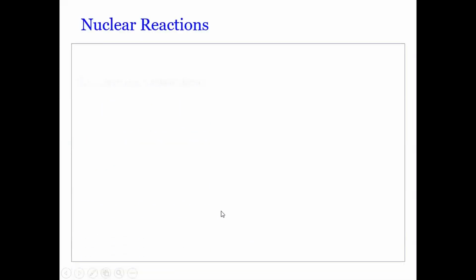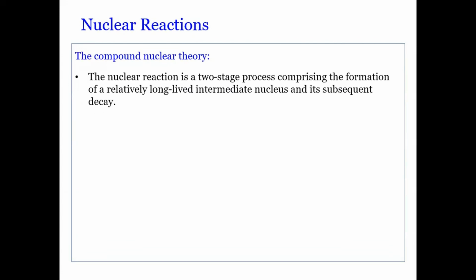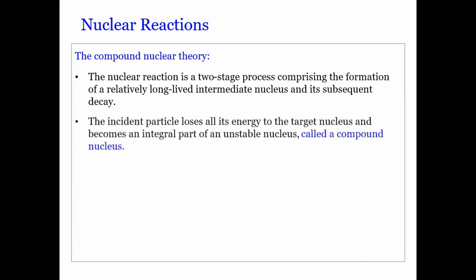Let's now talk about the nuclear reactions. Nuclear reactions became possible after the discovery of the neutrons because neutrons had no hindrance in going to the nucleus. Protons were really repelled by the positive charge of the nucleus. However, the neutrons are not repelled by the positive charge of the nucleus. They can directly interact.